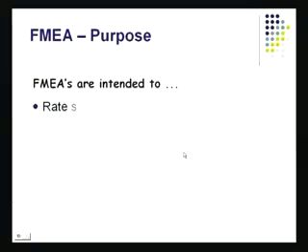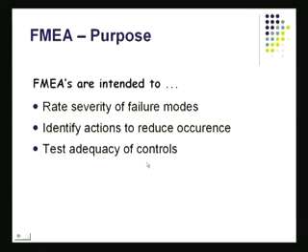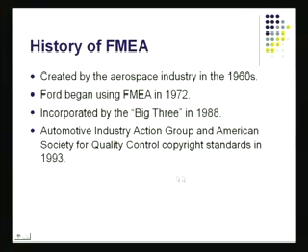FMEA is intended to basically rate the severity of failure modes. Failure modes are those different ways by which a product could fail or a service could fail. Identify actions to reduce the occurrence. This will impact the likelihood itself. And of course, test the adequacy of controls. You might have some control actions put in place. You'd like to check them out to make sure that the control actions themselves do not fail. This is something you'd like to be able to do.